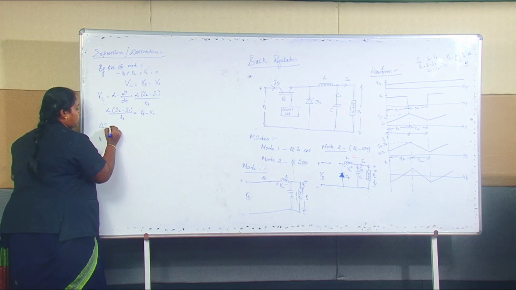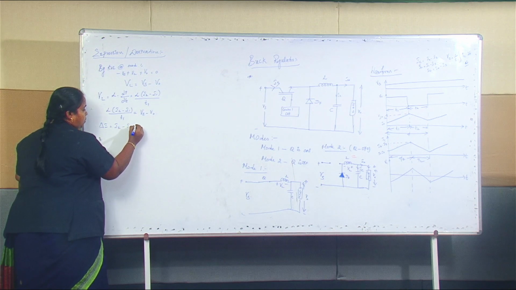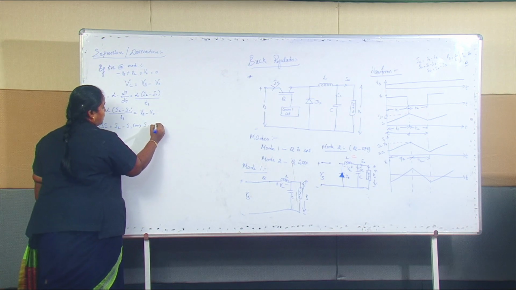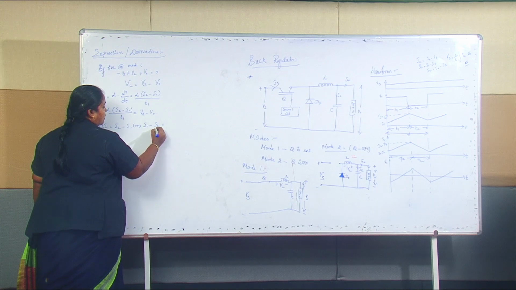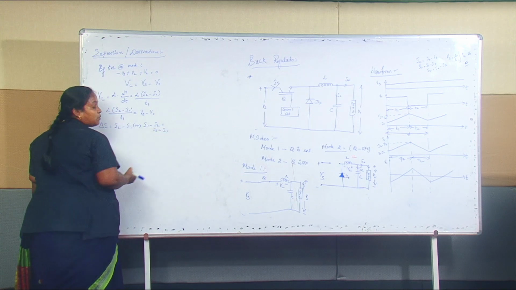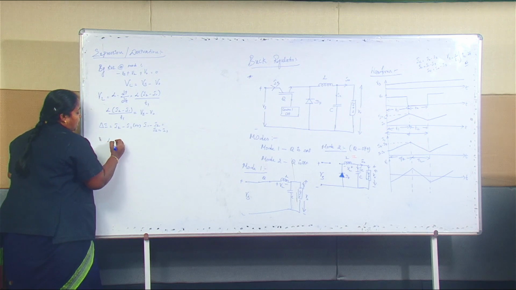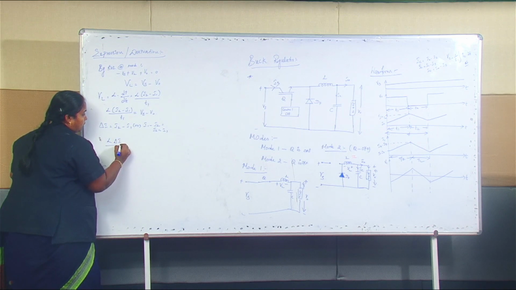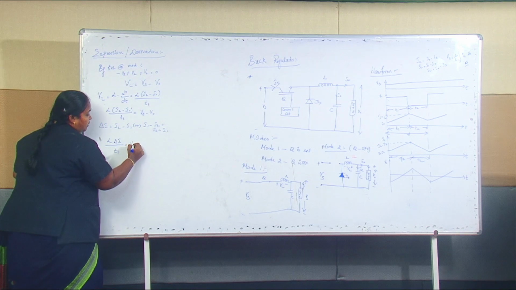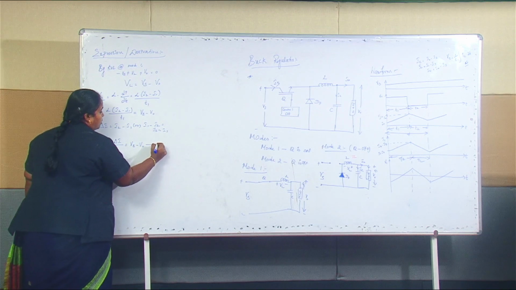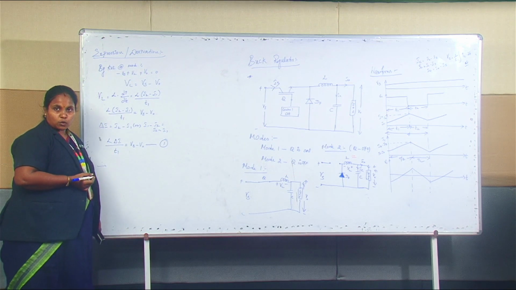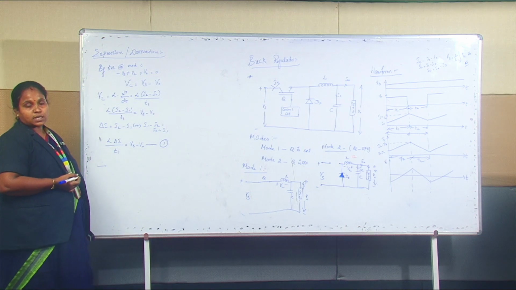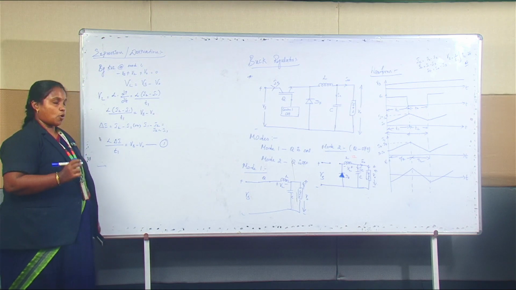Now we can take this change in the current as del I. Del I is equal to I2 minus I1 or I1 minus I2, right? It's basically the difference between the maximum current and the minimum current. So L into del I divided by T1 is Vs minus V naught. Let this one be your equation 1. It is the equation across the inductor, the voltage across the inductor during mode 1 operation.